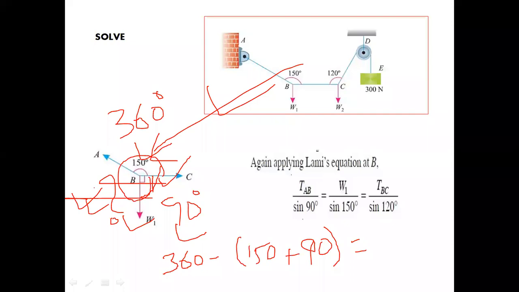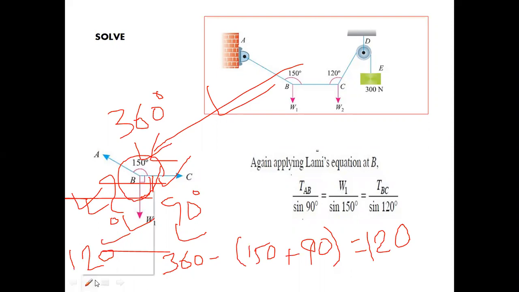What is the value of these portions? 150 plus 90 is equal to 240, then subtracting from 360 gives 120. So this angle is 120. I think you understand how I found the angle.